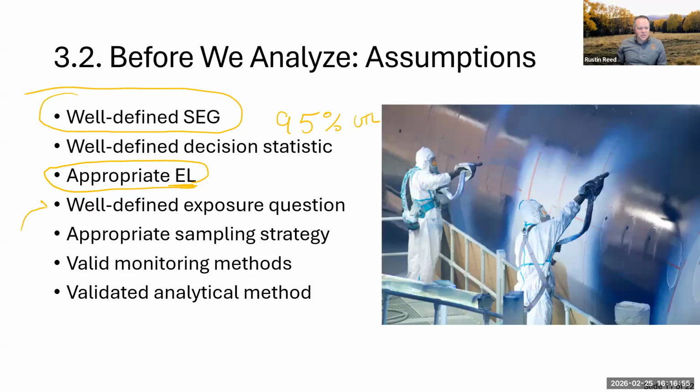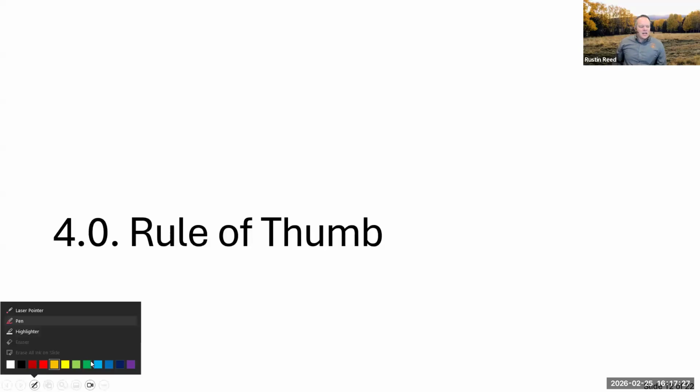We need a sampling question. We need a sampling strategy. We need good monitoring methods, a good analytical method. So we want to use methods that, as it says, are validated, that have been demonstrated to be appropriate and relevant for our exposure. Assuming we can check all of those boxes, then we can move to the next step. Now, today, we're just going to use the rule of thumb. We're not going to dive into the tools just yet, but it'll give us an idea.